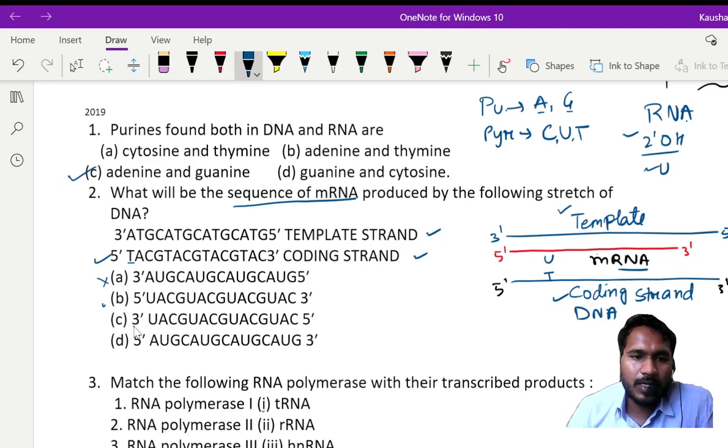Okay, because it started from the 3 prime, and it started from the 5 prime. Okay, but here it should be adenine. Here it should be adenine. So T will be complementary to the adenine. Got it? So here it is A. Here it is A. So what could be your probable answer? It will start with the 5 prime. So D could be the probable answer. But we will match the complete sequence.